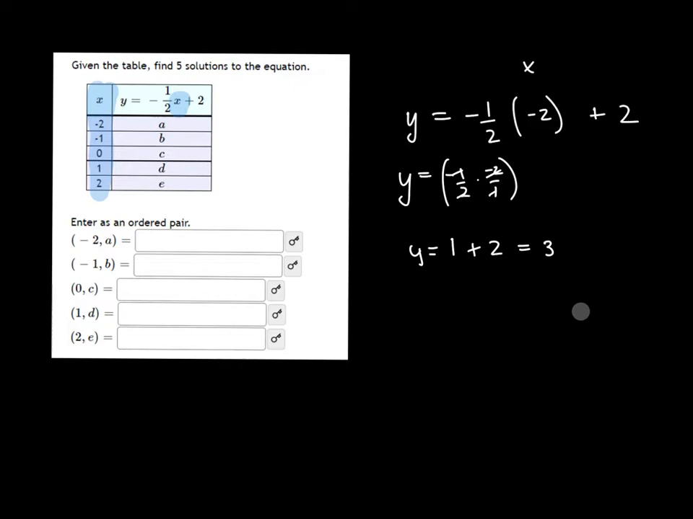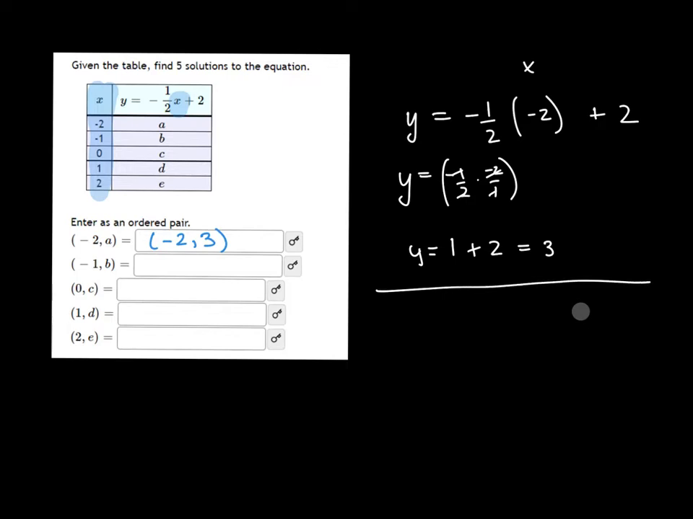Now, notice that they're asking us to put that in as an ordered pair. This word is very, very important. What that means here is that when you put this in as an answer, you must put parenthesis, -2, comma, 3. And you must have both parentheses and the comma, or it will be marked wrong. And again, that was for this first one that we did for -2.